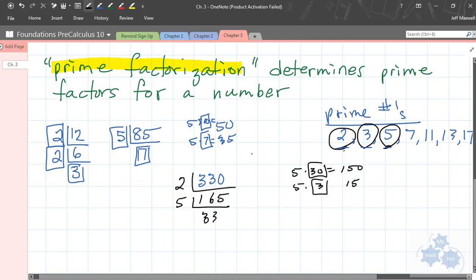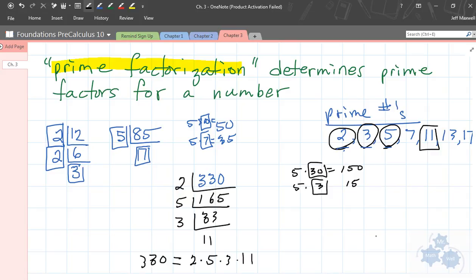Yeah. All right. Is 33 prime? Or can we divide 33 by something? Yep. Divide by 3 to get 11. 11 is prime. So here are your prime factors. So 330 is 2 times 5 times 3 times 11. Prime factors. Okay? Now you can do that method with any number.